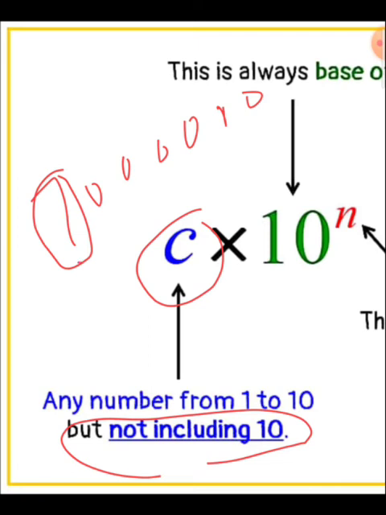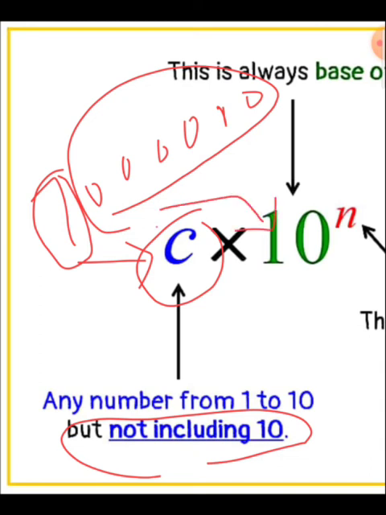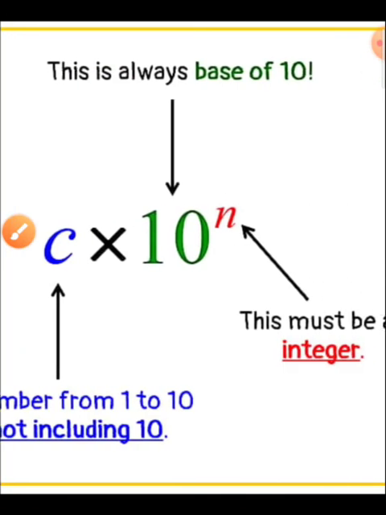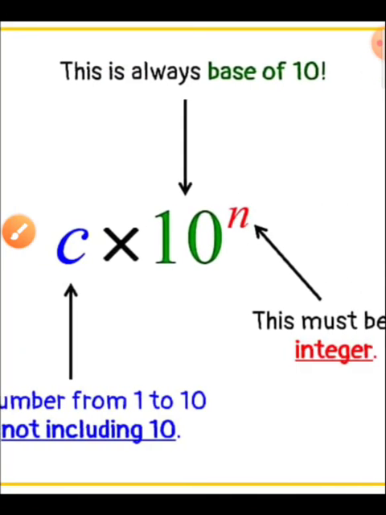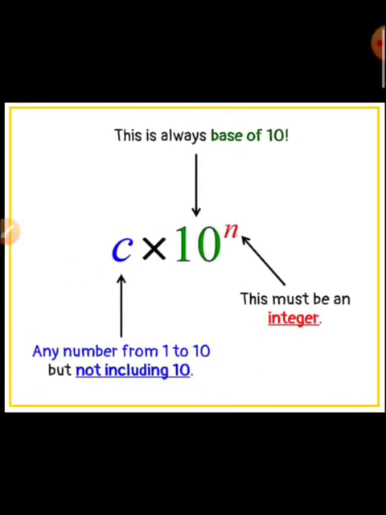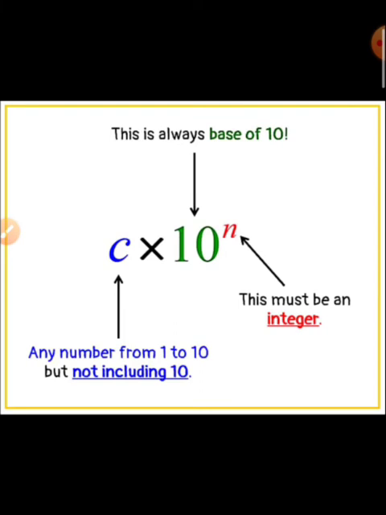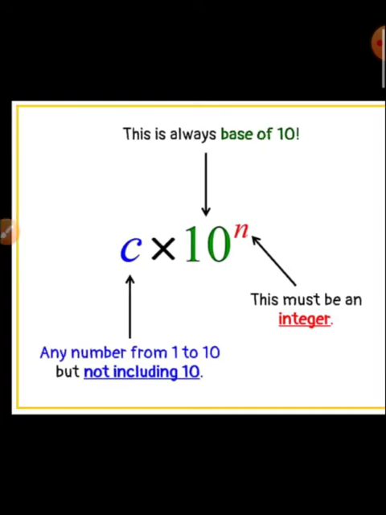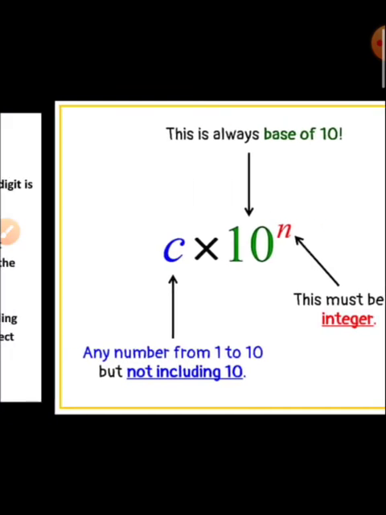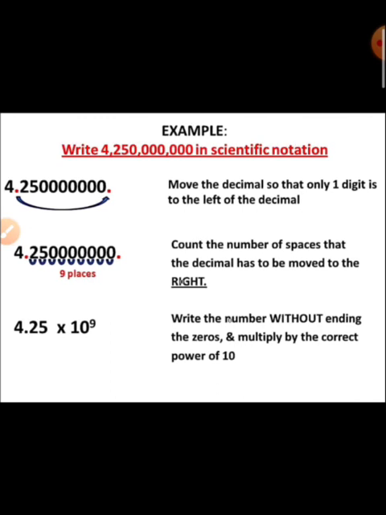This is the C, and all the digits after this number are written as a power of 10. So this is always base 10, and in this 10, what is n? It must be an integer, n will be an integer. And how can we write the number? Let's see an example.